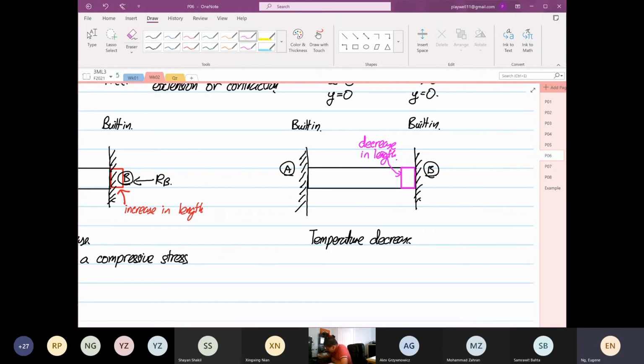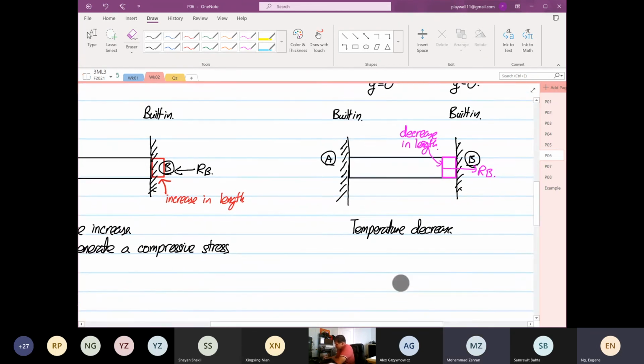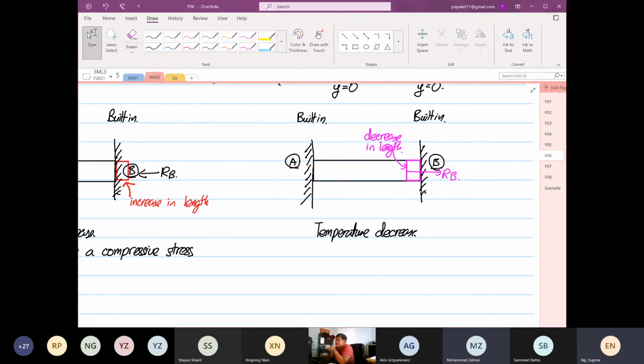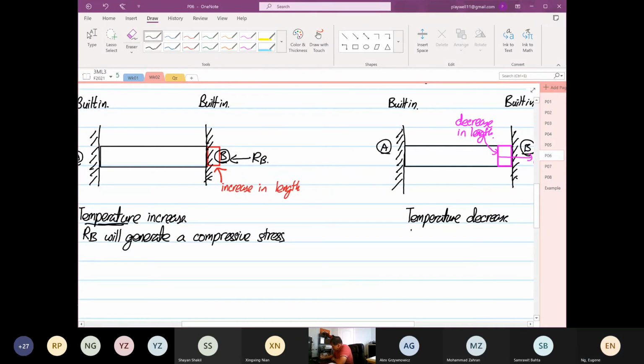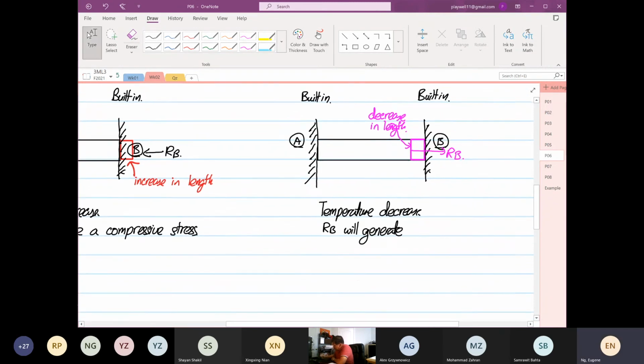So this is my RB. You pull it back to the wall, right? It wants to reduce, but you pull it back to the wall because it's built in. You cannot move. Would that be tensile stress? Yes. So that is why RB will generate a tensile stress.